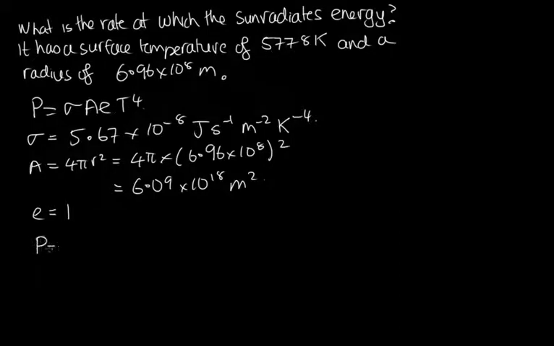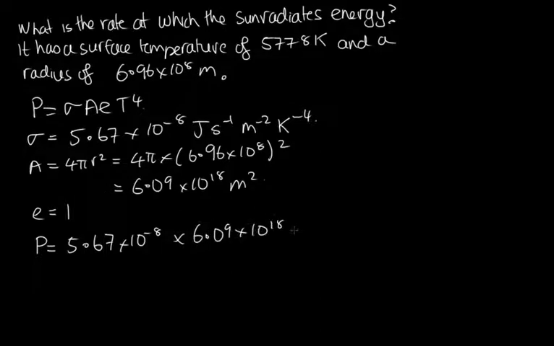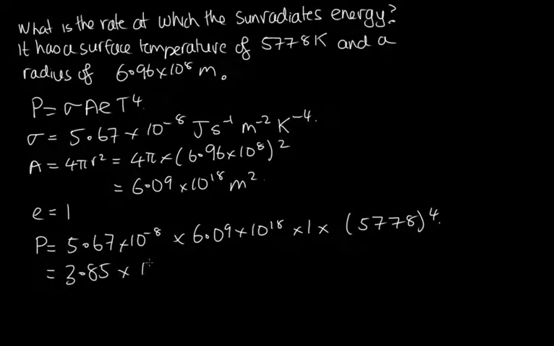So now we can substitute everything in. We've got 5.67 times 10 to the minus 8 times the surface area, 6.09 times 10 to the 18, times the emissivity, which is 1, times the temperature, 5,778 to the power of 4. So solving this on the calculator, we get 3.85 times 10 to the 26 watts. So this is a very large amount of energy radiated each second. Watts is also joules per second. So this is why we can get so much energy from solar energy.